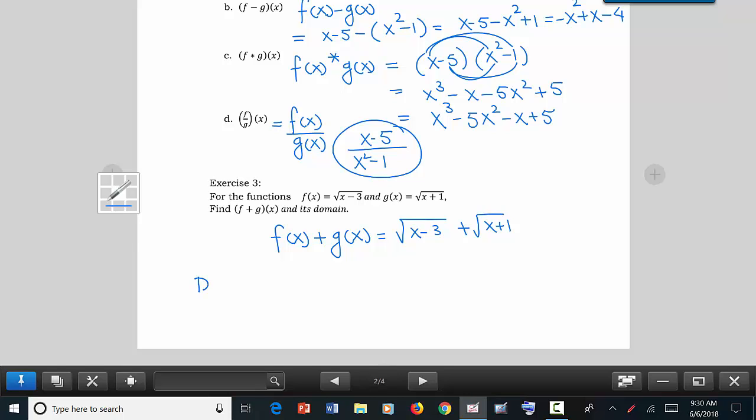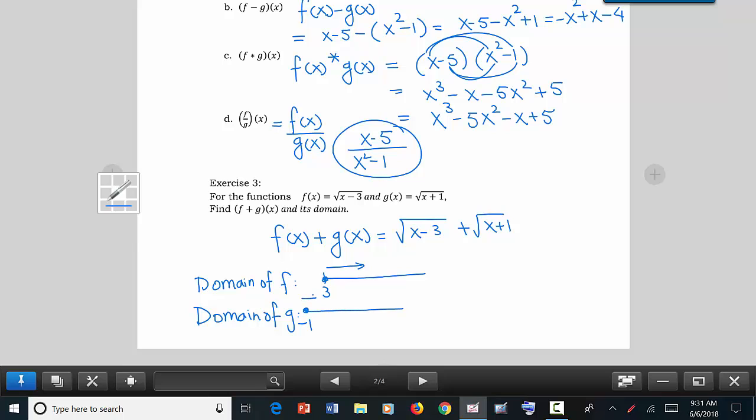So domain of f: x is bigger than or equal to 3. There, 3 is included, and go right. And the domain of g is, the way we did in the previous problem, x plus 1 should be bigger than or equal to 0. If you do that, you will get negative 1.